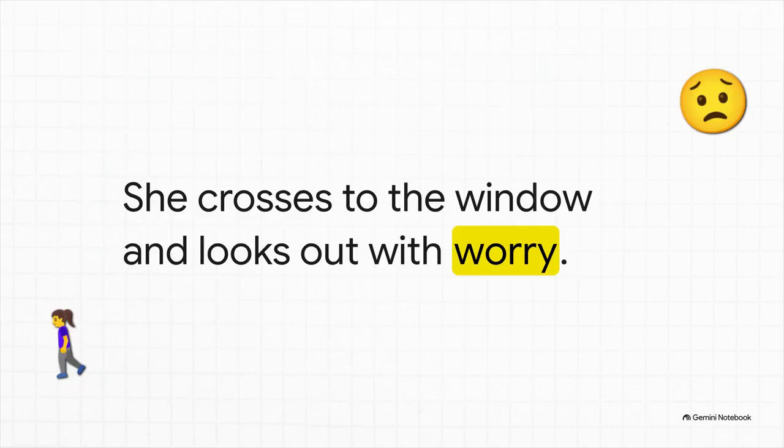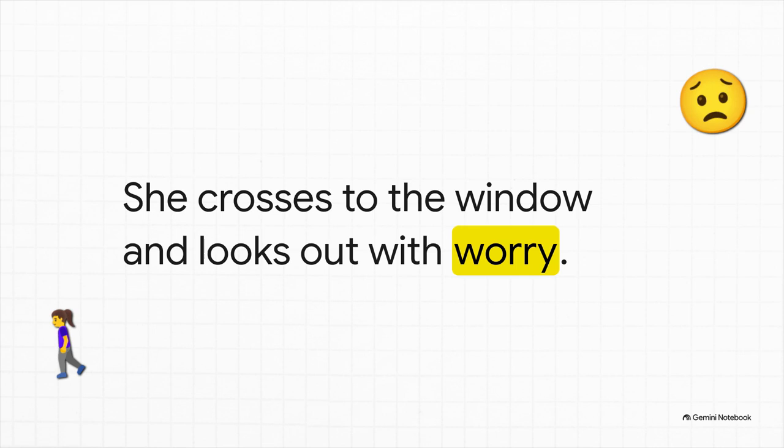Check out this quick snippet right here. The script says, "She crosses to the window and looks out with worry." Notice how much information is packed into that one tiny sentence. It dictates physical movement, meaning the actor has to actually walk across the stage to a specific window, but it also dictates the emotional tone.